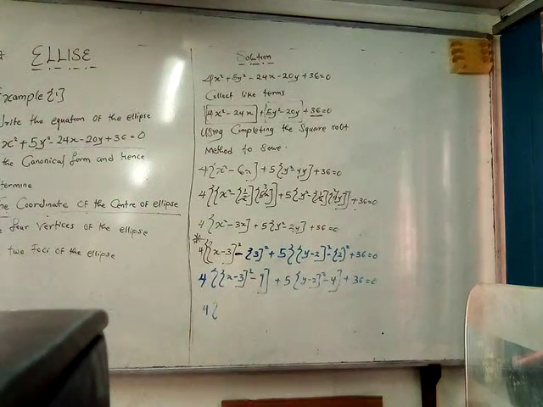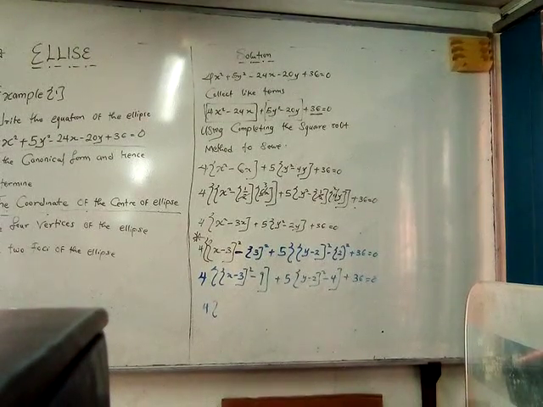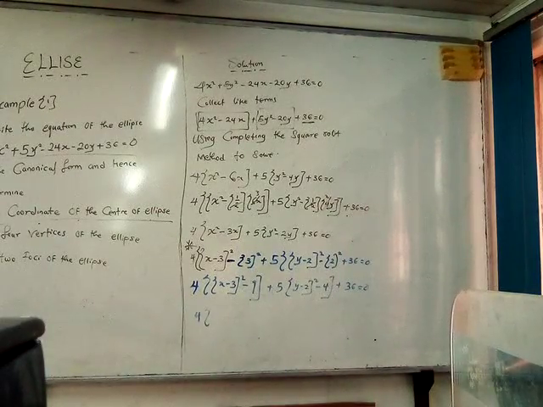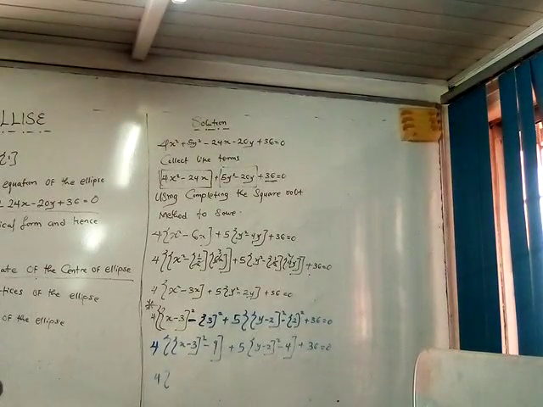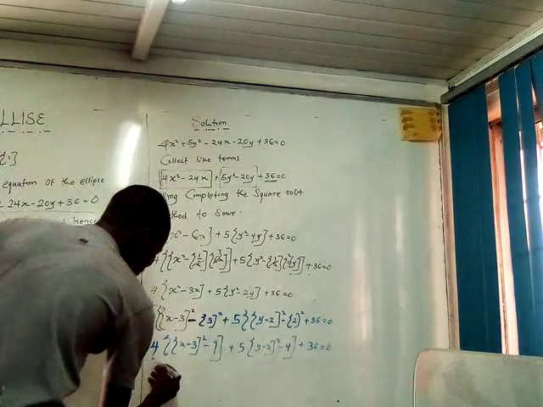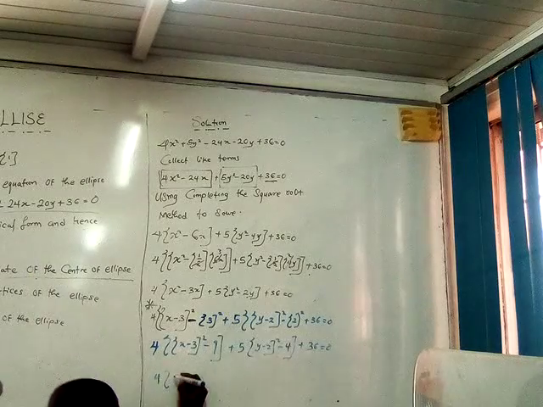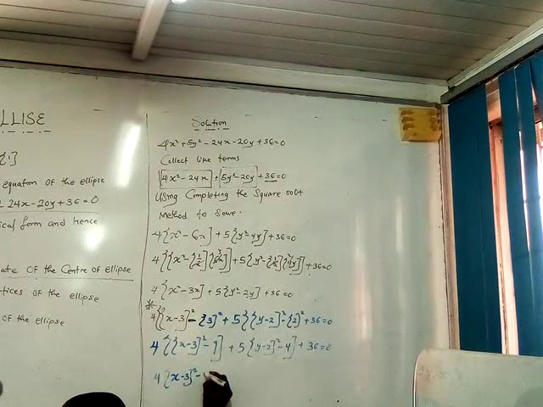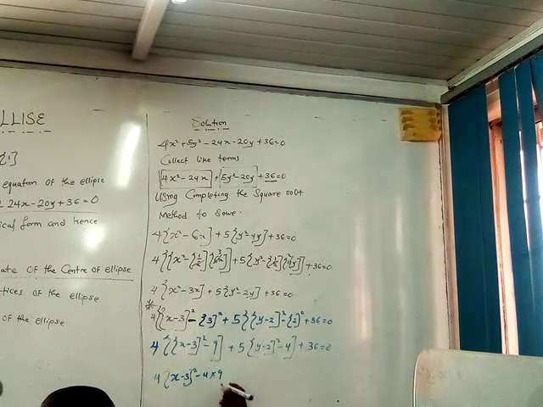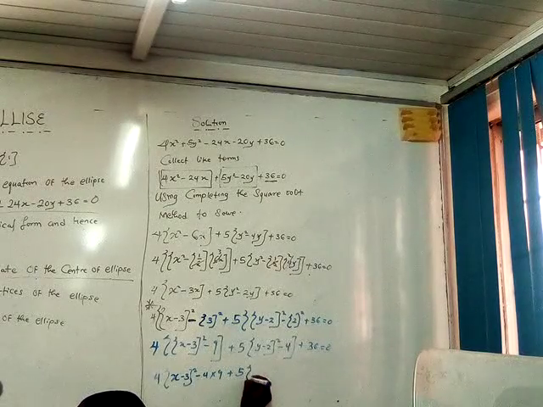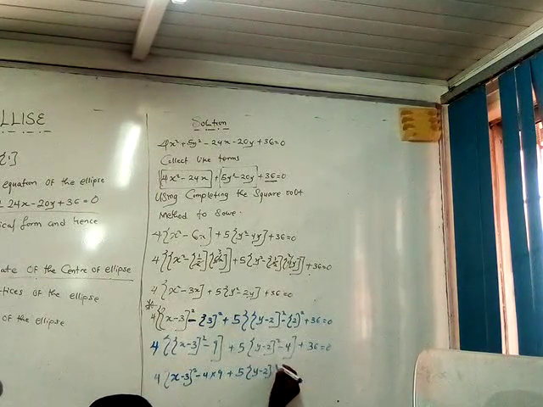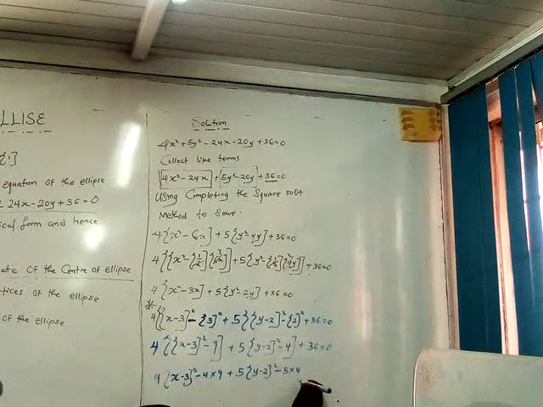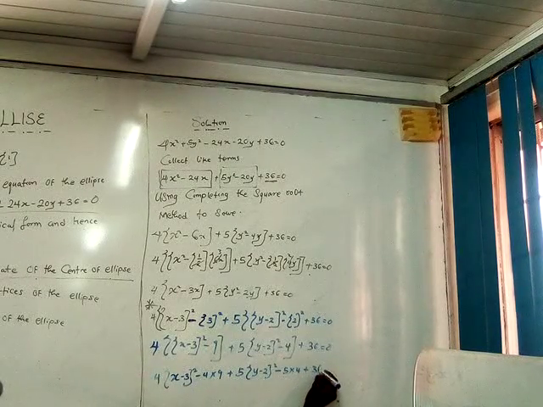We are going to say 4 will times everything in this bracket. So we are going to say 4 open bracket x minus 3 close bracket raised to power 2 minus 4 times 9, plus 5 open bracket y minus 2 close bracket raised to power 2 minus 5 times 4, plus 36 equals to 0.